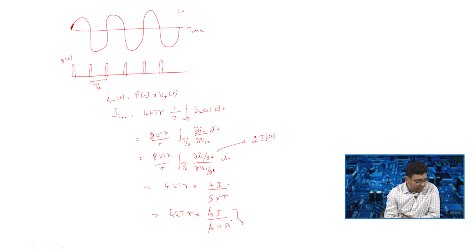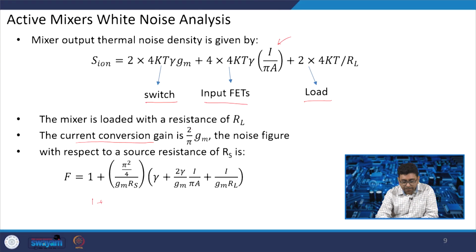This is what is considered for the FET switch noise, that is S_ION, 4kT gamma Gm of the switch, and this is how 4kT gamma I by pi A can be written, and this is the load current. And when we try to find out the noise figure, it is 1 plus the entire current noise divided by the current gain into Rs, that is the source resistance Rs noise.